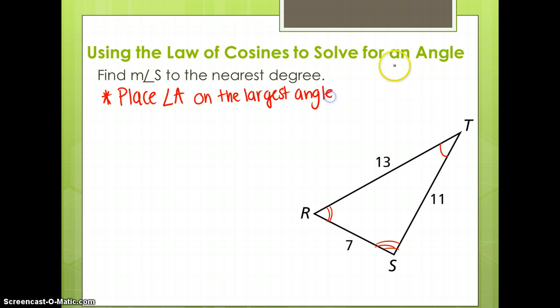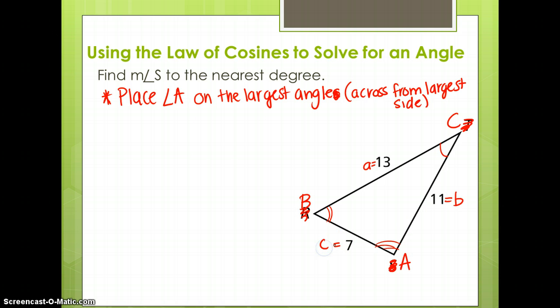And I know we said this in class, the largest angle. But how do you tell which one's the largest angle? It would be the one that's across from the largest side. So we'll talk about exactly why that is, but for right now, I see 13 is the largest side, so angle A has to be across from 13. So A is 13. I'm going to make R the B, 11 the side across from B, and 7 the side across from C.